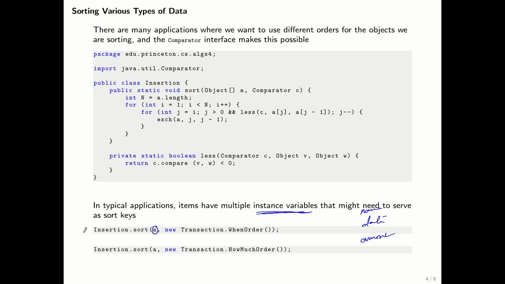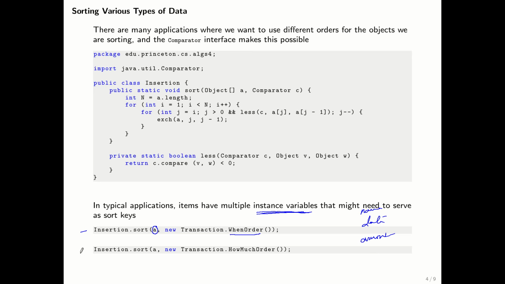Here what I'm showing you is how you sort the array A of transaction objects according to date. So what are we doing here? We're simply calling the sort method from the insertion program, giving it the array of transaction objects as the first argument, and the second argument, notice, is a comparator object. WhenOrder, we will see later, is simply a public static class inside of transaction. So you say Transaction.WhenOrder, and by putting the parentheses, you're simply calling the constructor of WhenOrder. That gives you an object of type comparator, which is being passed as the second argument to sort. So when sort is done, the objects in A are going to be ordered according to date, because that's what this comparator does. It compares two transaction objects by date.